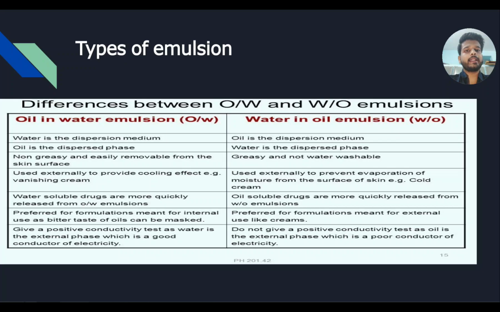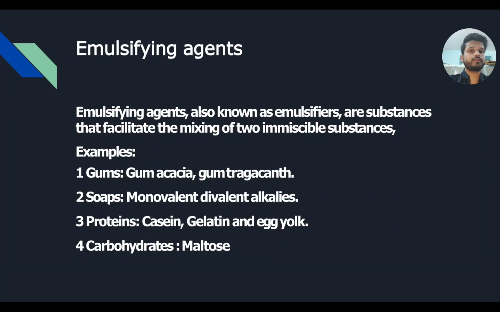The third point: oil in water emulsion is non-greasy and easily removable from the skin surface. Here, water in oil emulsion is greasy and not water washable. The fourth point: oil in water emulsion is used externally to provide a cooling effect, for example vanishing cream. Water in oil emulsion is used externally to prevent evaporation of moisture from the surface of skin, for example cold cream. The fifth point: water soluble drugs are more quickly released from oil in water emulsion, whereas oil soluble drugs are more quickly released from water in oil emulsion. So these are some of the points, or we can simply say a comparison, between oil in water emulsion and water in oil emulsion.